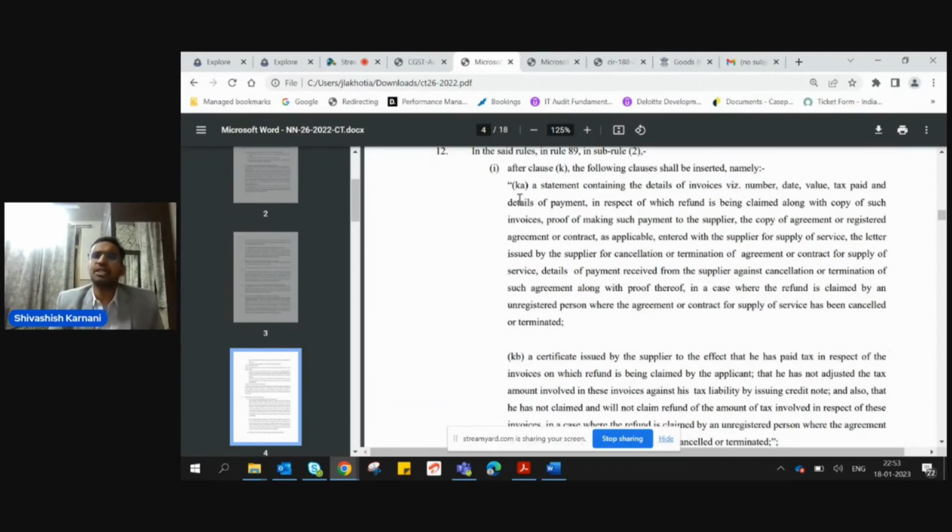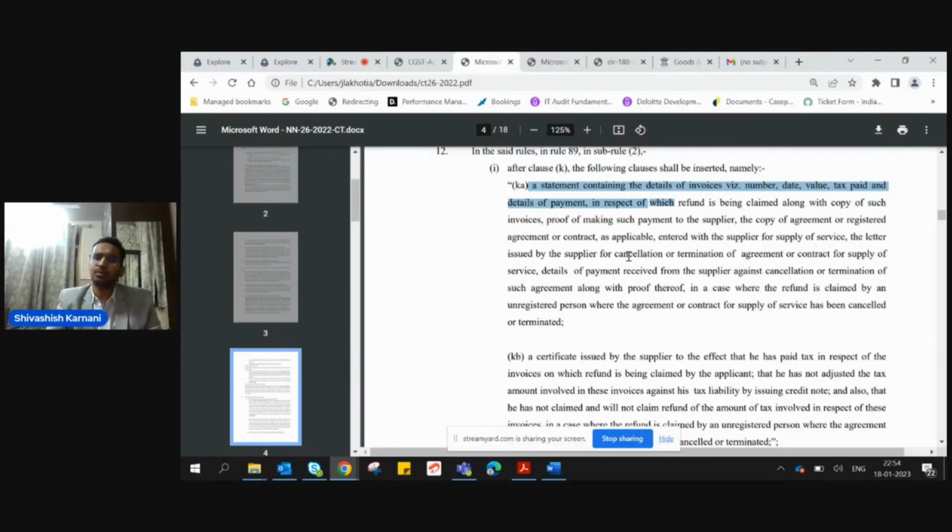What is rule 89? Rule 89 basically deals with the procedure and various formalities which are required to claim the refund. Now, after clause A, they have inserted clause KA. It says a statement containing various details. Since this is basically a theoretical format, I am going to present you a table which specifically shows what details are required to be captured in this statement. This statement is required to be filed by an unregistered person who is required to claim refund under GST law.